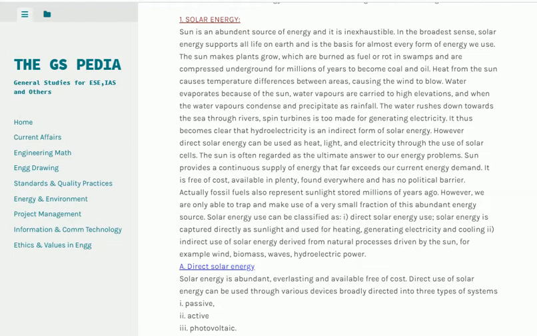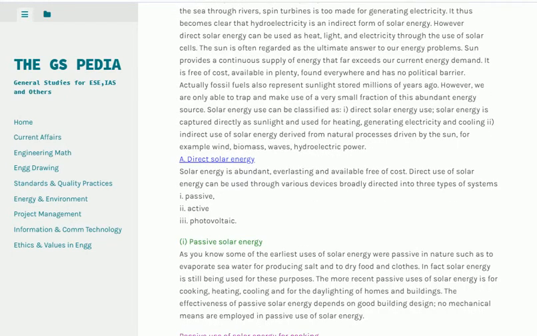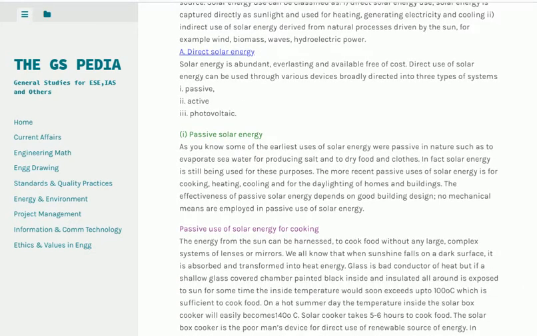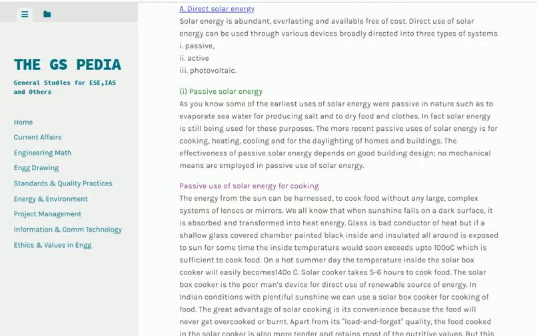Solar energy use can be classified as direct and indirect. In direct solar energy use, solar energy is captured directly as sunlight and used for heating, generating electricity and cooling too. Indirect use of solar energy is derived from natural processes driven by the sun, for example wind, biomass, waves, hydroelectric power. Direct solar energy: solar energy is abundant, everlasting and available free of cost. Direct use of solar energy can be through various devices broadly divided into three types of systems: 1. Passive, 2. Active, 3. Photovoltaic.